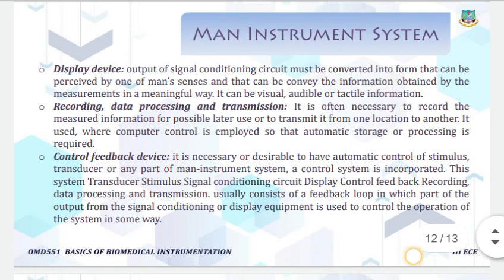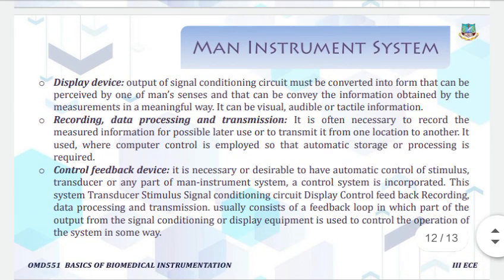Then control feedback device. It is necessary or desired to have automatic control of the stimulus, transducer or any other parts of an instrument system. A control system. So, control feedback device. We need control over the entire system. That all comes under the control feedback system.